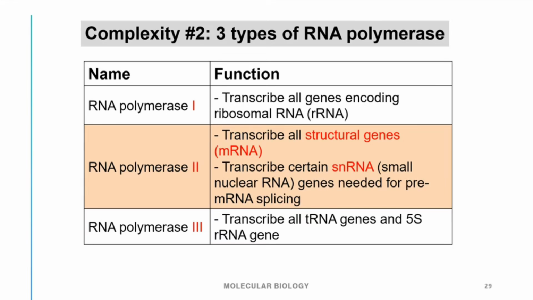And then we have RNA polymerase 2, which transcribes all the structural genes, or mRNAs. It also transcribes some of the small nuclear RNAs, which are needed for pre-mRNA splicing. And we have RNA polymerase 3, which transcribes all tRNAs, or transfer RNAs, and the 5S ribosomal RNA genes. We're going to focus mainly on RNA polymerase 2 because it's the main RNA polymerase transcribing the structural genes that are made into mRNA and subsequently into proteins.